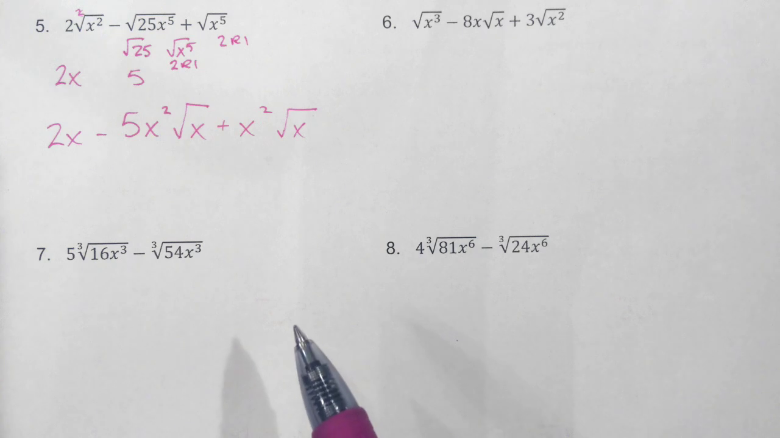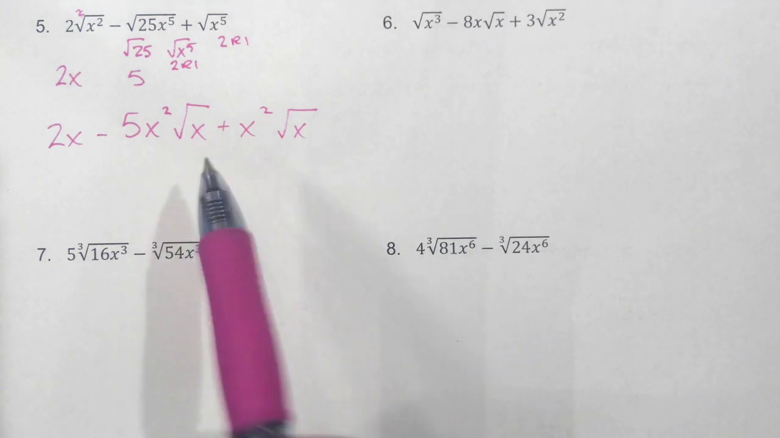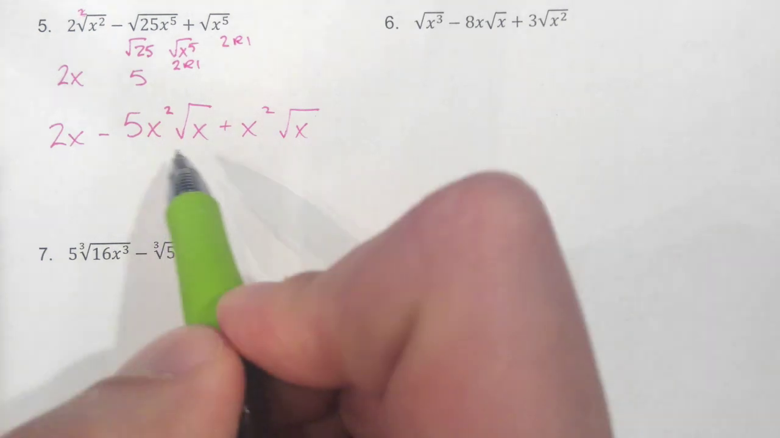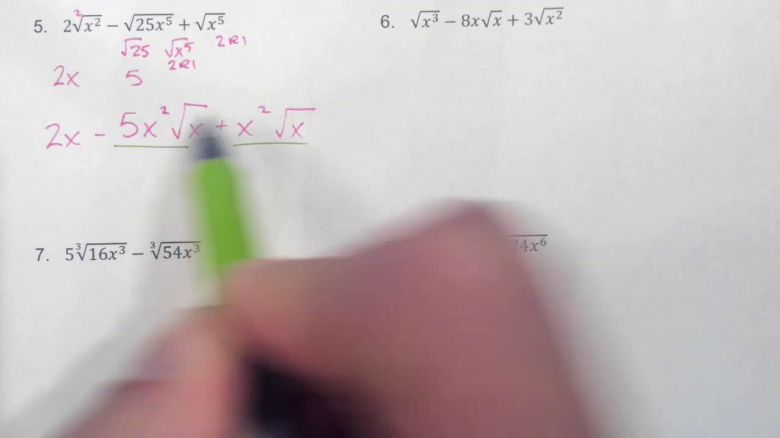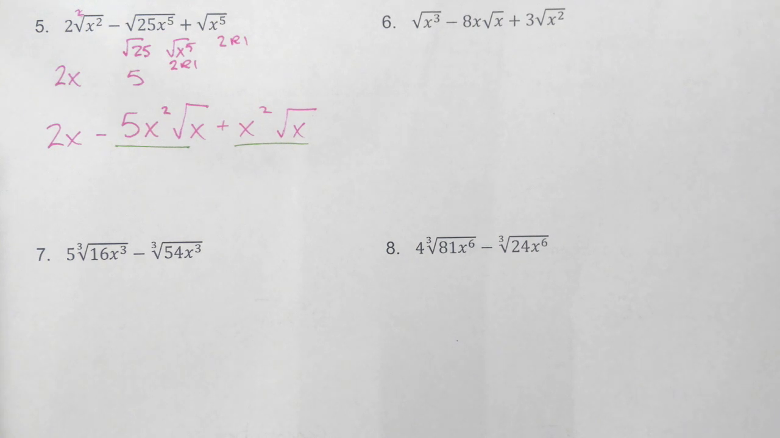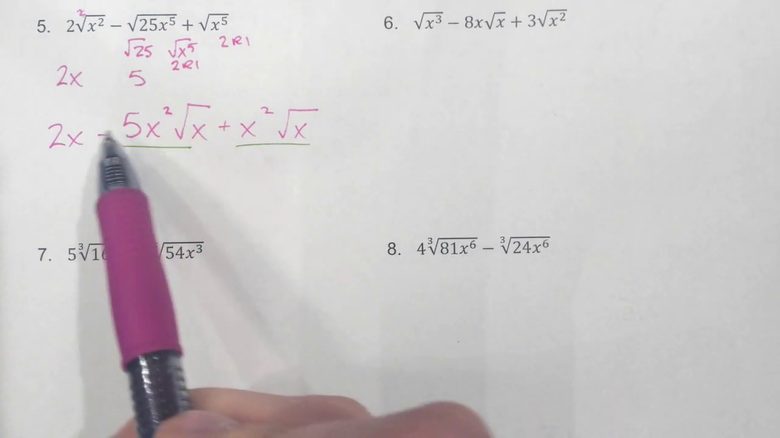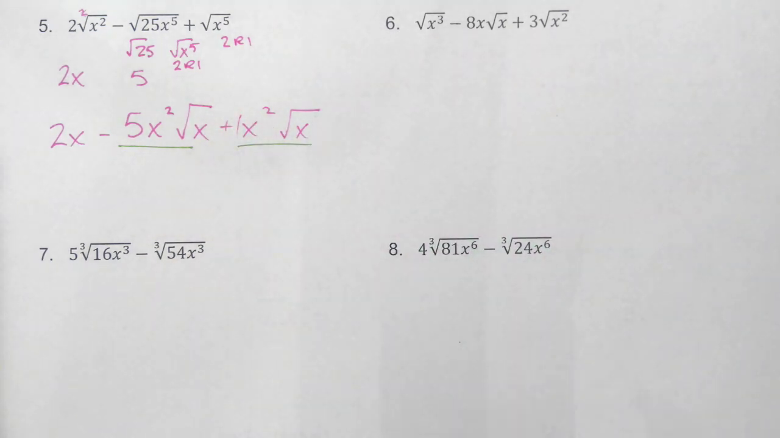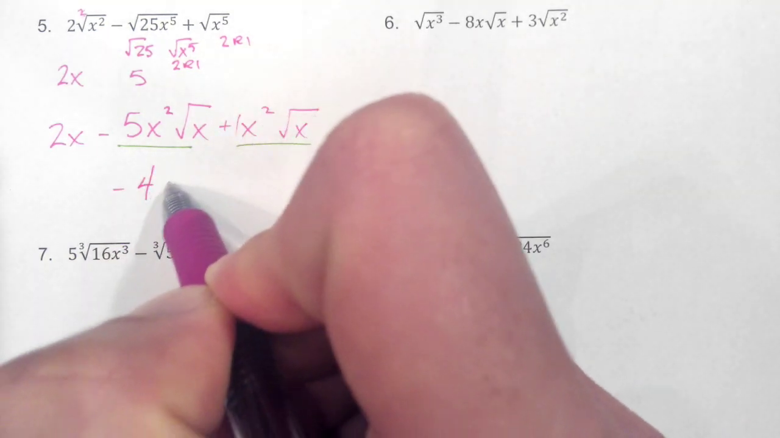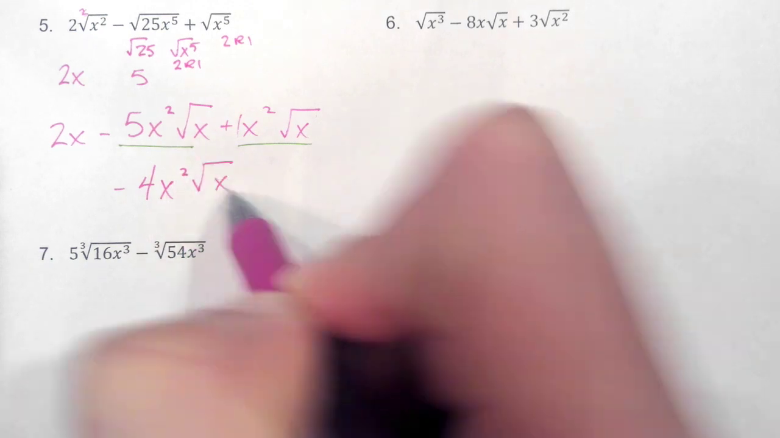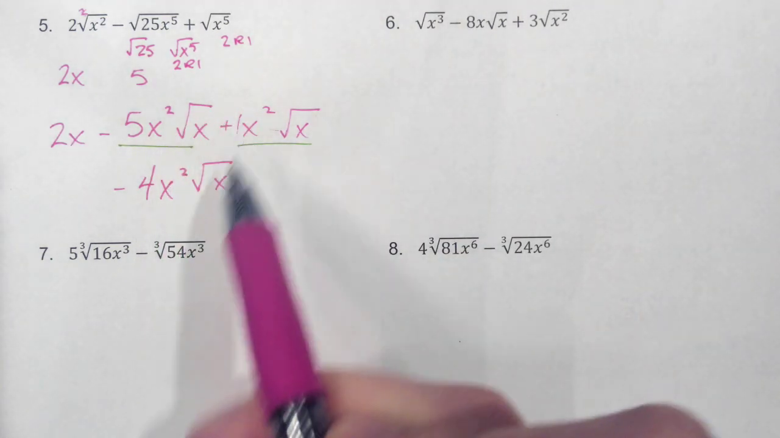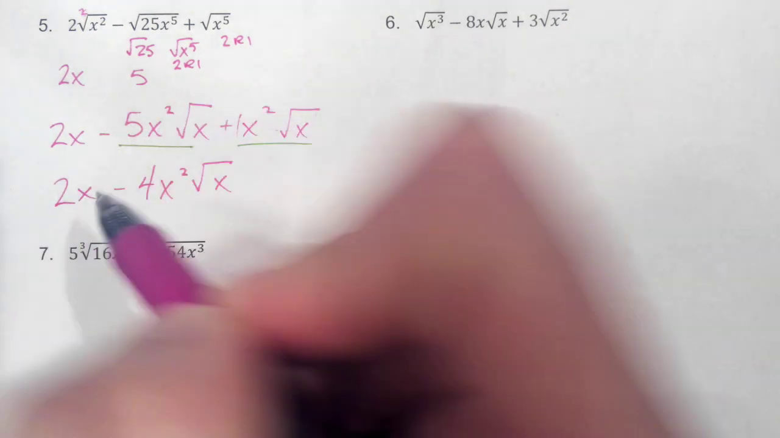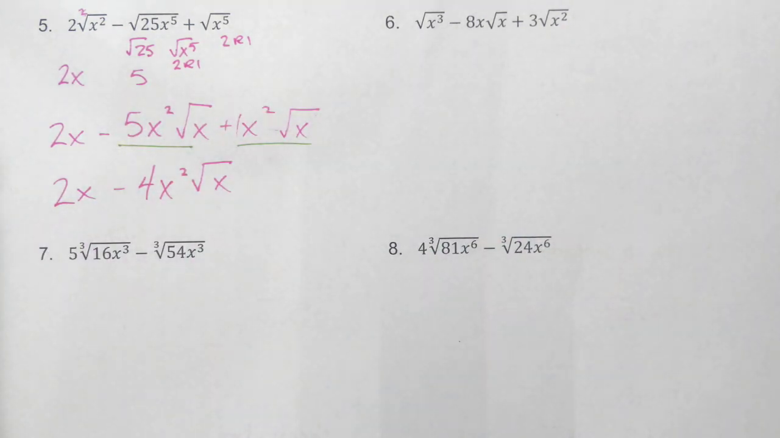Okay, now we look at that, and which of these are like terms? The second and third, those are like terms because they're both square roots of x, right? And they're both x squareds as well. So we have negative 5x squared plus the understood 1x squared is going to be negative 4x squared square roots of x. Notice variables don't change, radicals don't change. You're just doing what the coefficients say. Don't forget to put that 2x out front, and that's going to be our final answer there.